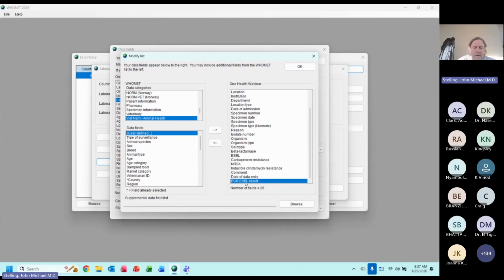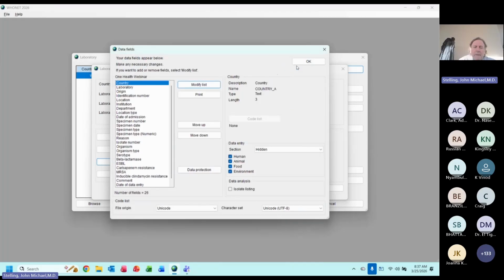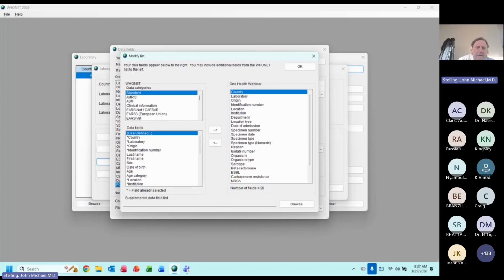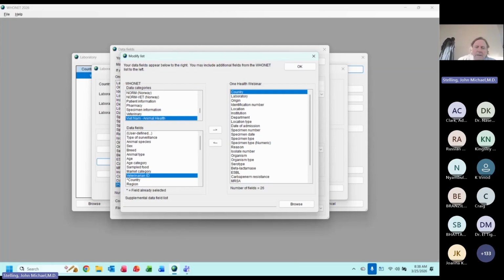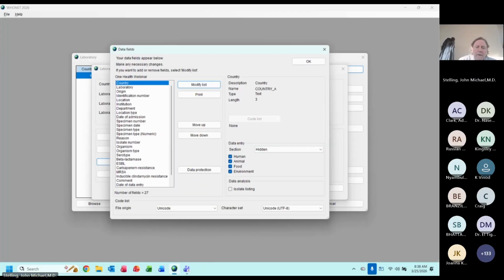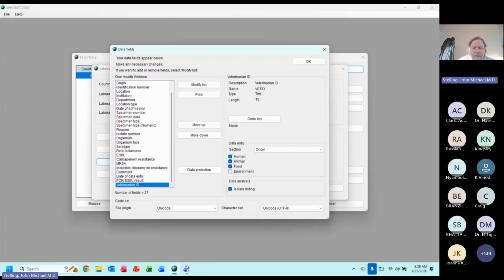so that's the PCR. You can also put the name, like for example, veterinarian ID is already on the list. If I go to veterinarian ID, I didn't select the field. Let me do that again. If I go down to Vietnam, animal health, and I go to veterinarian ID, I'll select that. It's now at the bottom of the list. So now veterinarian is here at the bottom of the list.